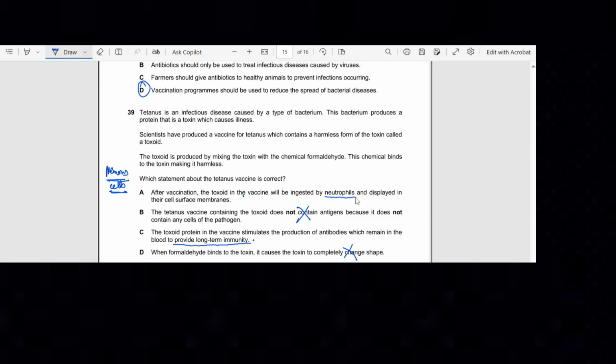Neutrophils, like macrophages, can also act as APCs, displaying the toxoid on their cell surface membrane to stimulate other B cells to carry out the immune response. So that's A. Thank you.